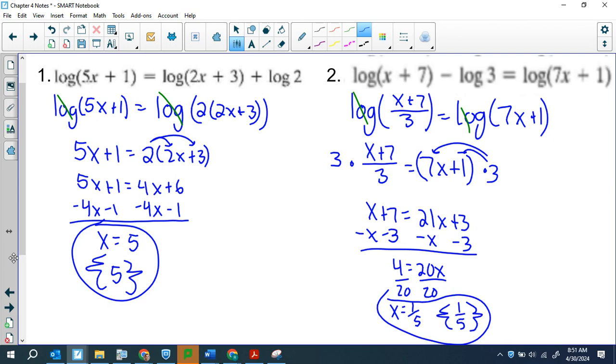All right, we got one checkpoint problem to do, one to try on your own, then you can work on your practice.